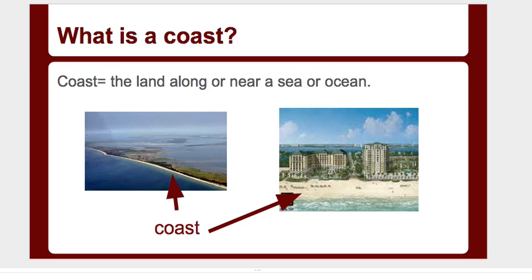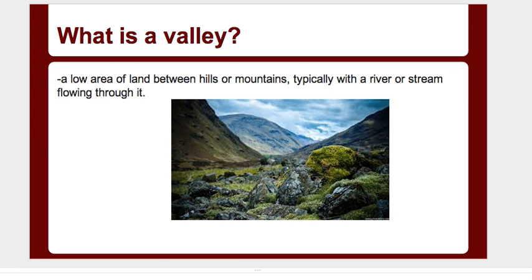Moving forward, what is a coast? Many of you probably know already that the coast is the land along or near a sea or an ocean. Lots of times we do see resorts, as in this picture, along the ocean, near the ocean. Also, there are other coasts where it's actually not a resort. We'll have cities near coasts. Maybe you'll want to build your resort map near a coast, which would provide lots of interesting activities to do on a vacation. What is a valley?